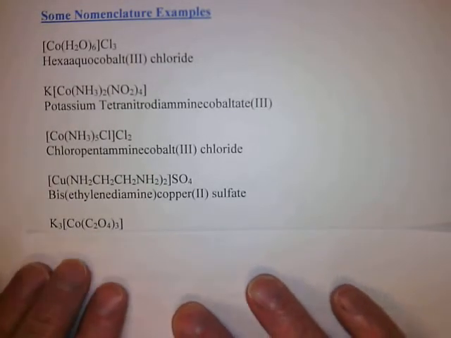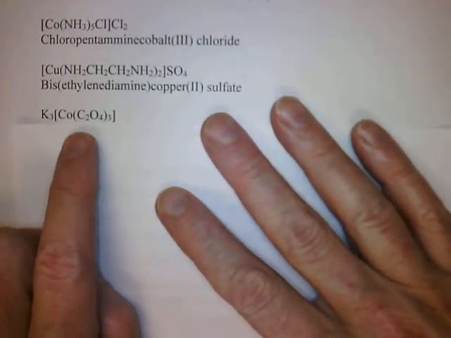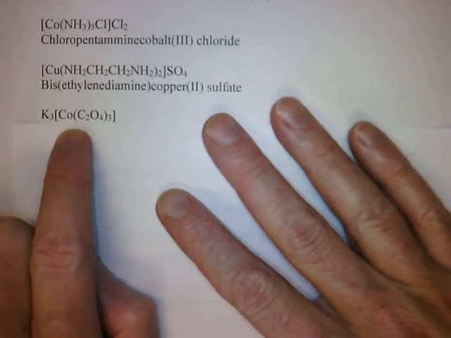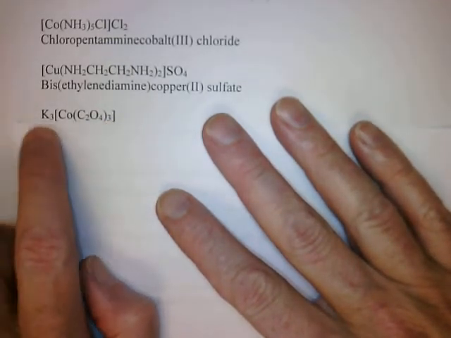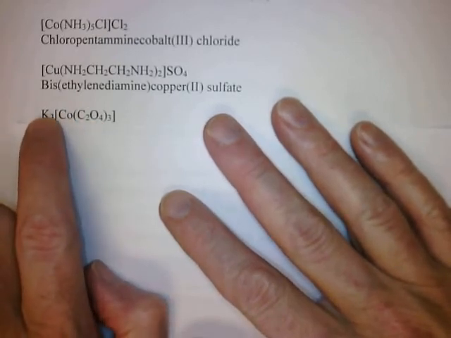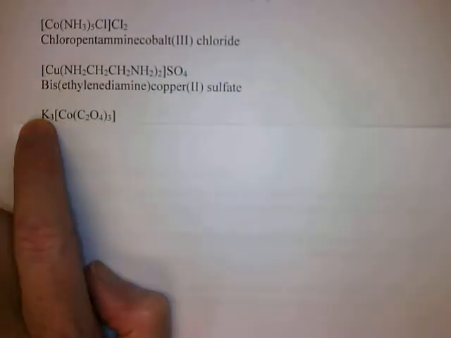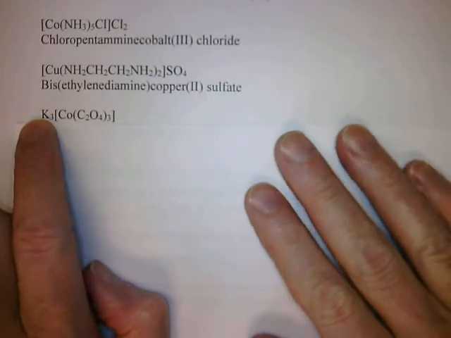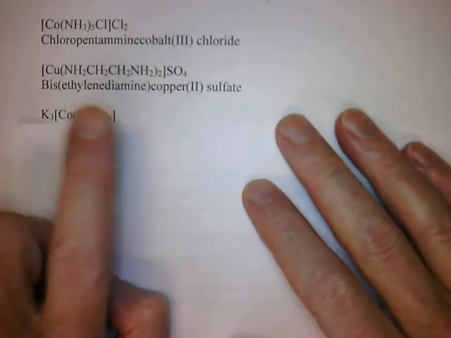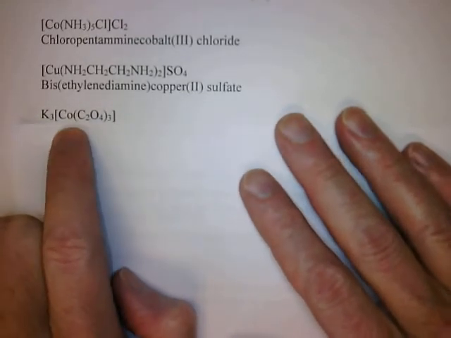All right, so what about this one? K3Co(C2O4)3. So now we're going back to having a negatively charged complex ion, right? How do we know that? Because we've got a cation sitting out front. This is the positive part. This is the negative part. So we know that our name is going to be potassium something. So what's the something? The ligands, followed by the metal, followed by the oxidation state of the metal.